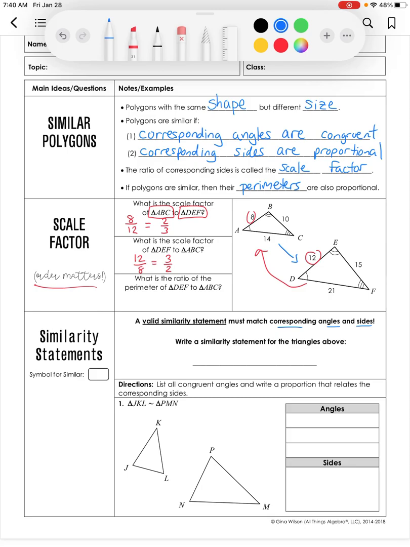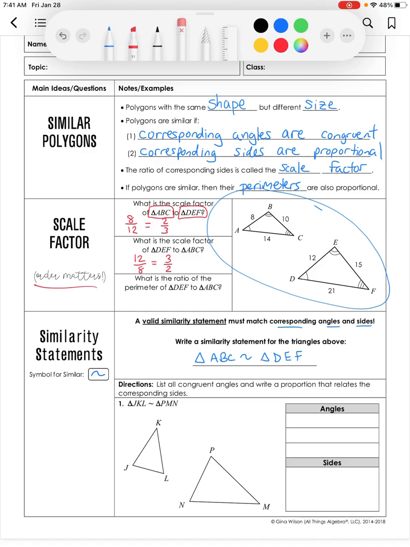Write a similarity statement for the triangle above. Looking at these triangles here, looks like we got triangle ABC, and the symbol for similarity is the little squiggle. And if I did ABC, I have to think about what matches up to A is D, what matches up to B, and what matches up to C, and the order does matter. Again, the symbol for similar is that little squiggle, kind of like the top of a congruent sign.